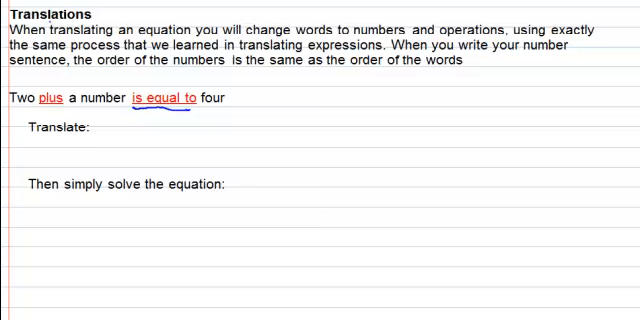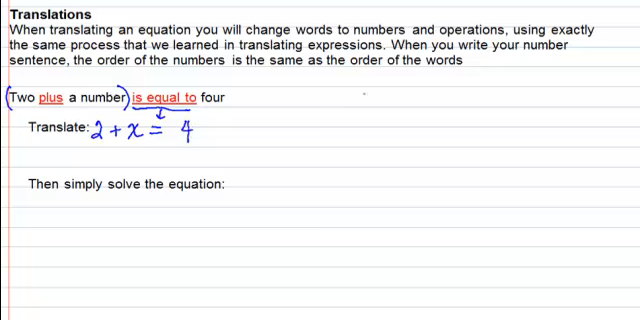We translate each side of the equal sign, making sure that we place the equal sign correctly. We just put that equal sign in there. On the left-hand side, we have 2 plus a number. So that's 2 plus a number. There's our "is equal to," and it's 4.